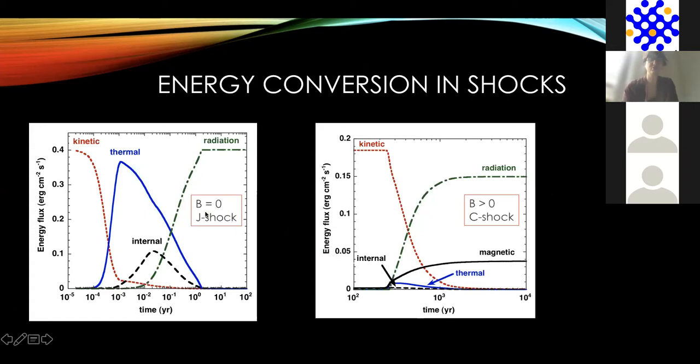This is just an illustration of how energy is converted in two different kinds of shock that I will describe later on. If you don't have a magnetic field, first it goes to thermal and a bit of internal energy, and then eventually radiation. If you have a magnetic field, part of the energy is stored in magnetic compression and stays there, so you radiate a bit less. And this is a continuous C-shock that we will see later on. So depending on the type of shock, this conversion is very different, and you really have to solve for the whole structure properly to know where and how much it is radiated.